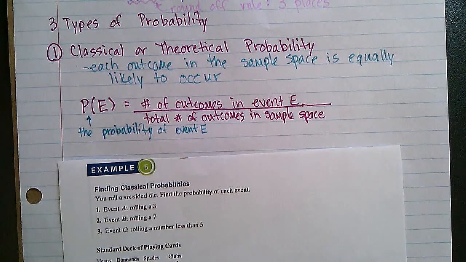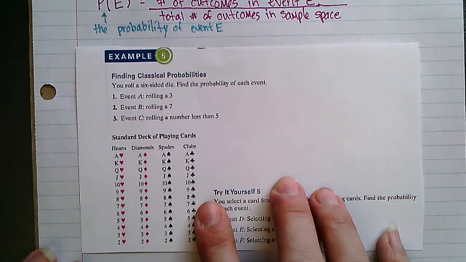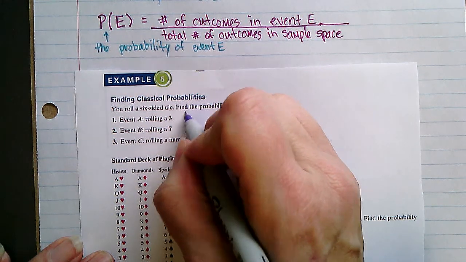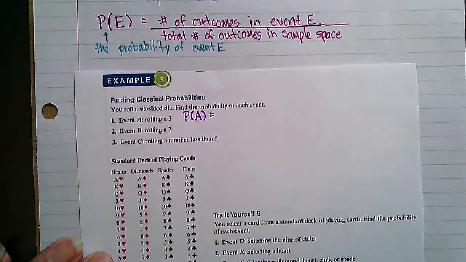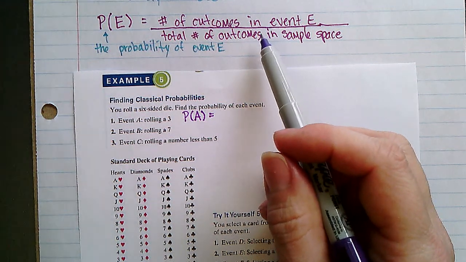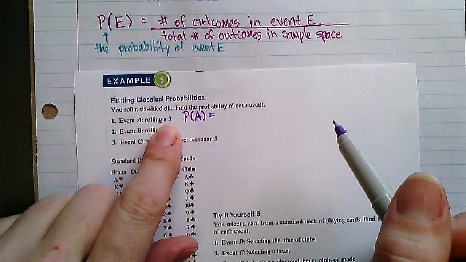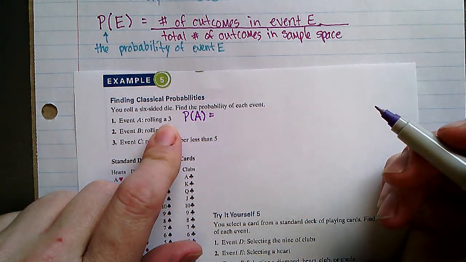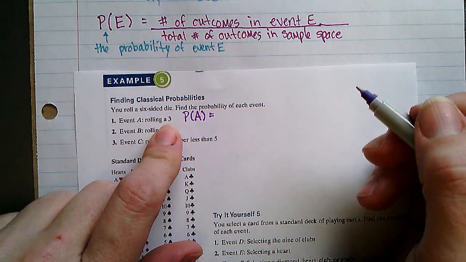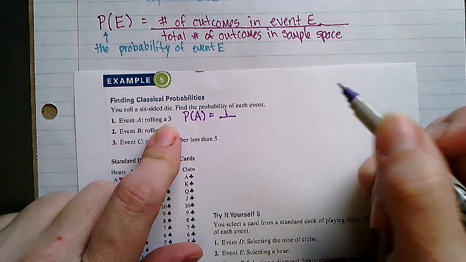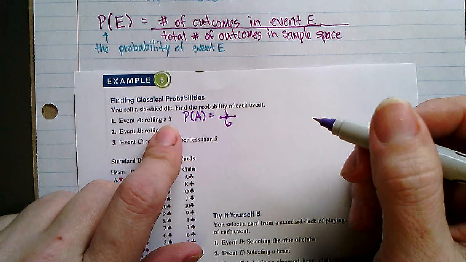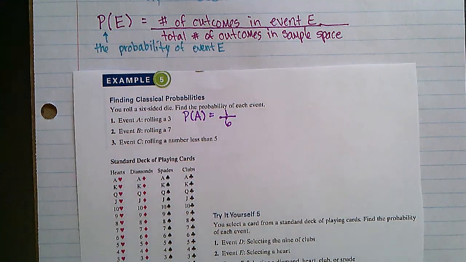So let's look at this example for finding classical probabilities. So event A is defined as rolling a 3. So the probability of event A happening is going to be the number of outcomes in event A. Well, event A is rolling a 3. So if you're rolling a 6-sided die, remember that the sample space for that would be 1, 2, 3, 4, 5, and 6. So there's only one outcome in that event. So that will be 1 divided by the total number of outcomes in the sample space, which would be the 6 numbers on the die. So the probability of event A is 1/6.